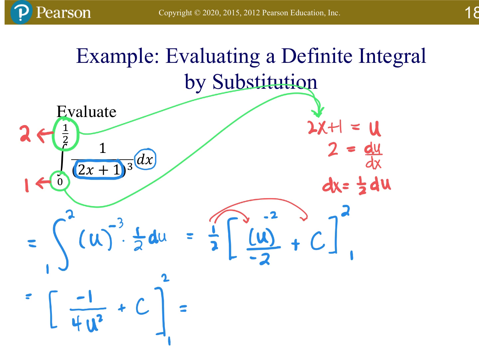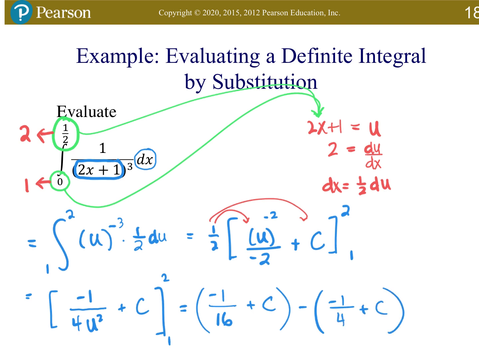And now I just plug my bounds in as normal. I don't have to change anything back. I'm working till I get a number. And so this will plug in. This is going to give me -1 over, and if I plug 2 in there, I'm going to get 16 as my denominator plus c. That's the first value. And then minus. And then when I plug the lower bound in, I'm going to get -1 over 4, also plus c.